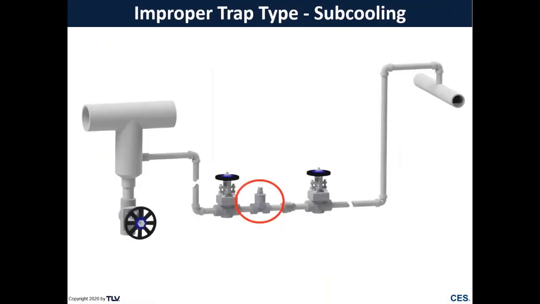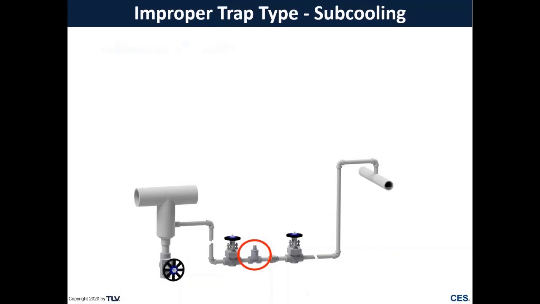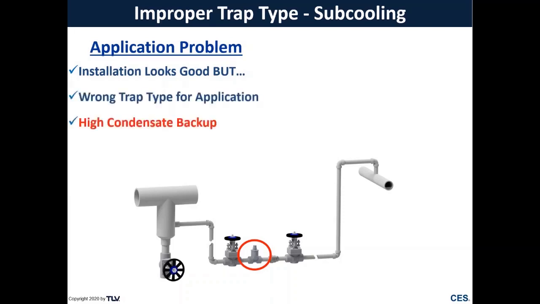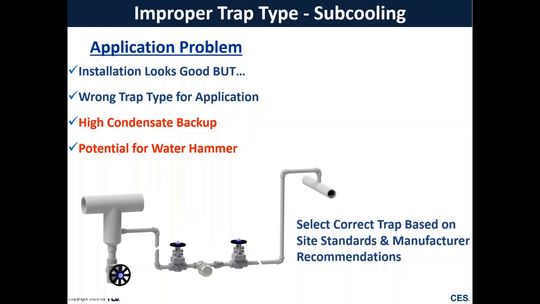All right, so now we'll look at improper trap types. So here we have a condensate discharge location on a steam header, and we're using a bimetallic thermostatic steam trap. Now with this, it's the incorrect type of trap for this application. Now the application looks good, the installation is fine, but it's definitely the wrong type. This is going to result in backed up condensate into our steam header, which can result in things like water hammer. So we want to make sure that we're selecting the appropriate steam trap based on your site standards and also manufacturer recommendations to make sure that we're not putting a trap in an application that it's really not meant for.